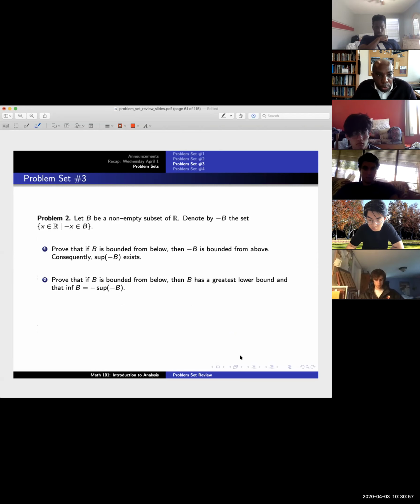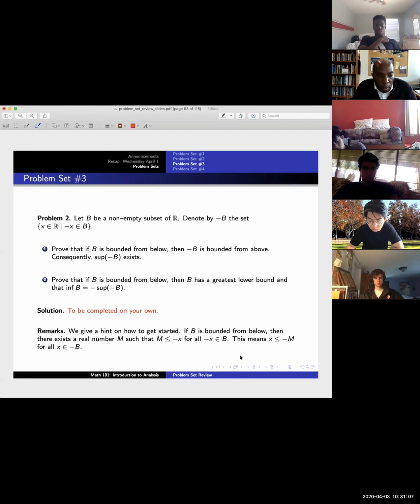All right, so problem 2 wanted us to look at how the infimum is related to the supremum of the negative of a set. Again, I want you to do this on your own, but the whole point here is that if B is bounded from below, then you can switch around the inequalities to say that negative B is bounded from above, right? And then hopefully the rest of the proof is not going to be too hard. But if you do have any questions about this, I'm more than happy to answer them during office hours.